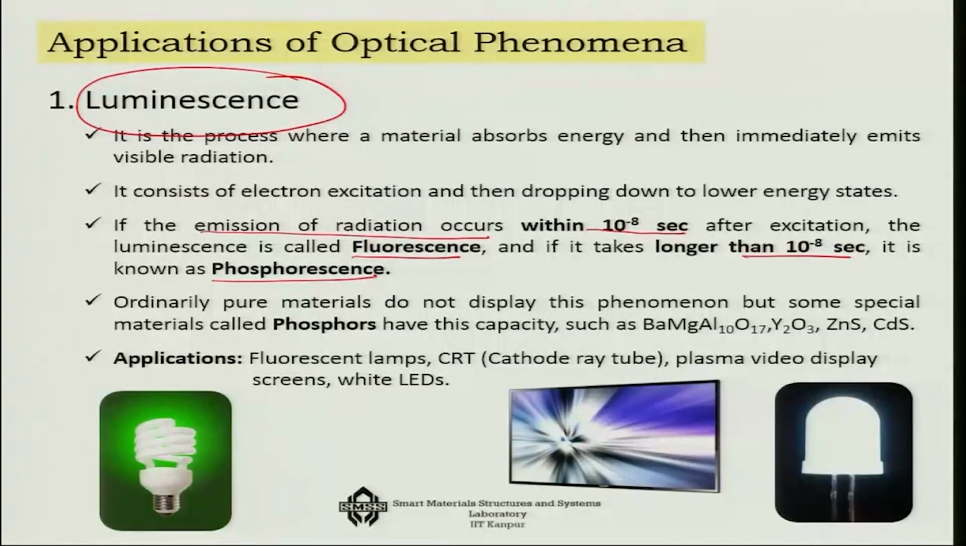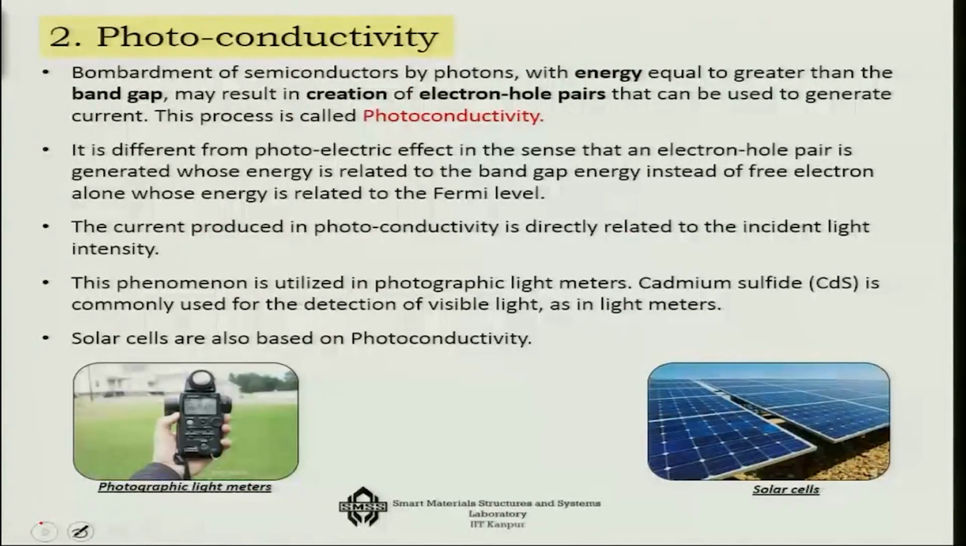Ordinarily, pure materials do not display this phenomenon, but some special materials called phosphors have this capacity. For example, yttria, ZnS, cadmium sulfide, and a very complex one which contains barium, magnesium, aluminum, oxygen, etc. There are many applications of these effects, like fluorescent lamps, CRTs, plasma video displays, and white LEDs. In all of them, in some way or the other, the fluorescence and phosphorescence phenomenon, an optical property of a material, is exploited.